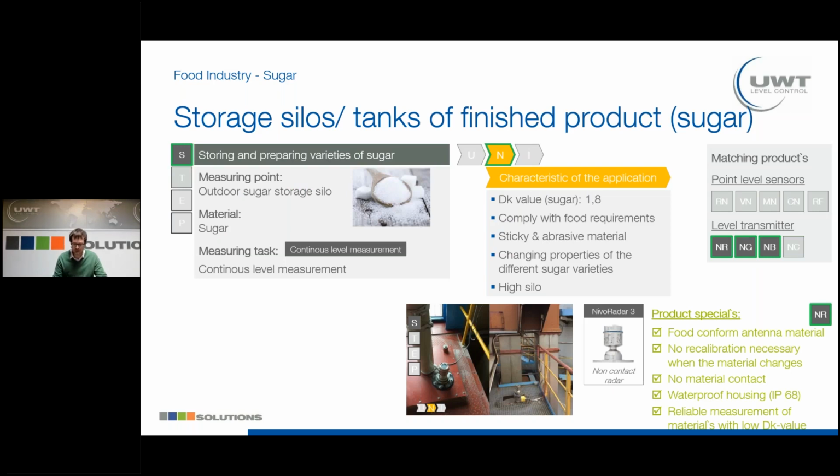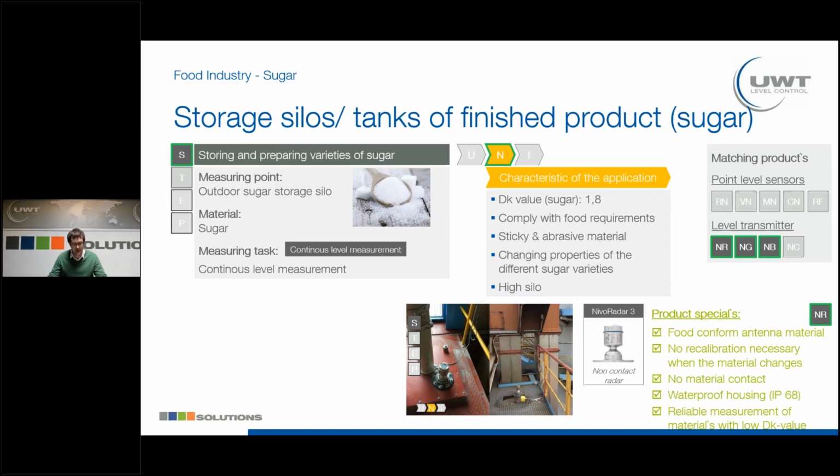Another storage application, and now it's getting a little bit more normal, but we see why we don't consider it uncomplicated, why we consider it a normal application. It's an outdoor sugar storage, and we solve this with a Nivo Radar, so continuous level measurement. The decay value stays at 1.8. It depends on how the humidity is inside, so it can be from 1.6 to 2.2 also in the sugar industry. We need food requirements here, and the material is sticky and abrasive. We also have changing properties of the different sugar varieties.